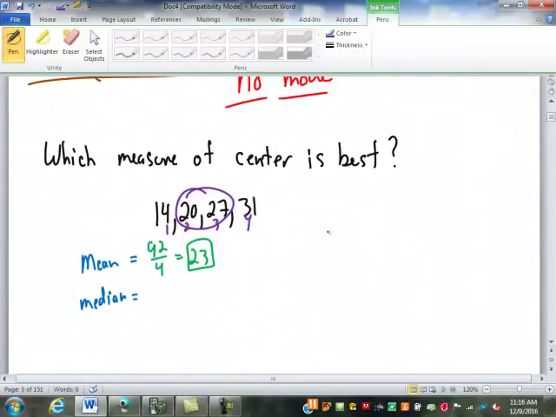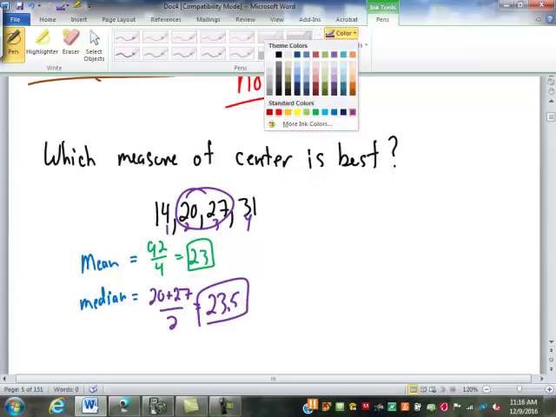But anyway, it's between 20 and 27. So 20 plus 27 divided by 2 is 23.5. Relatively close to the same. And in a good data set, in a really good data set, the mean and the median will be the same number. But in a good data set, they will be really, really close to the same.